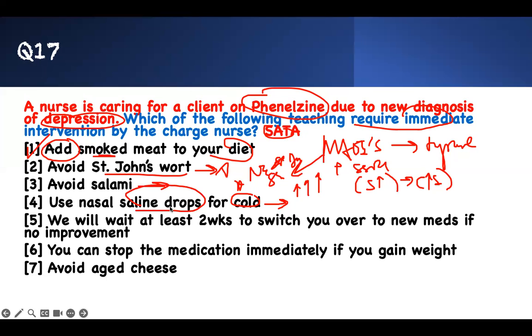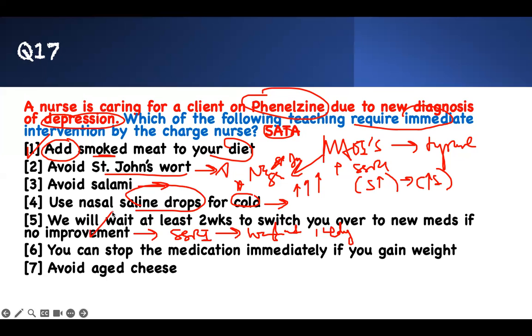So this is very good teaching. We will wait at least 2 weeks to switch you over to a new medication if no improvement. Yes, if you have to change them to a medication, especially an SSRI, which usually happens, you need a washout period. Washout period for 14 days. Otherwise, they will develop serotonin syndrome. So this is a good teaching.